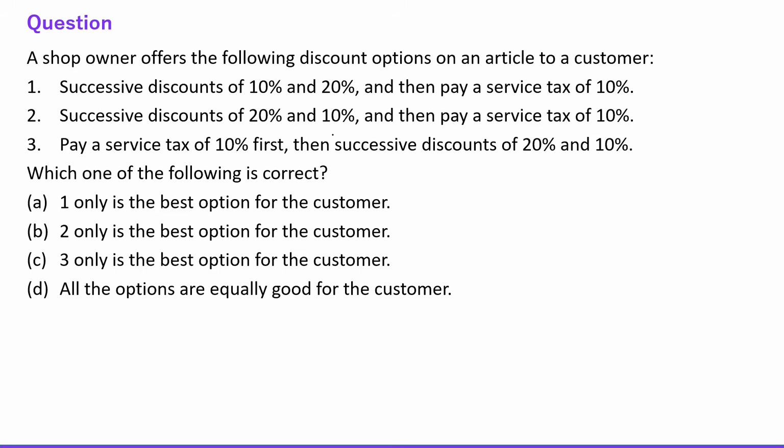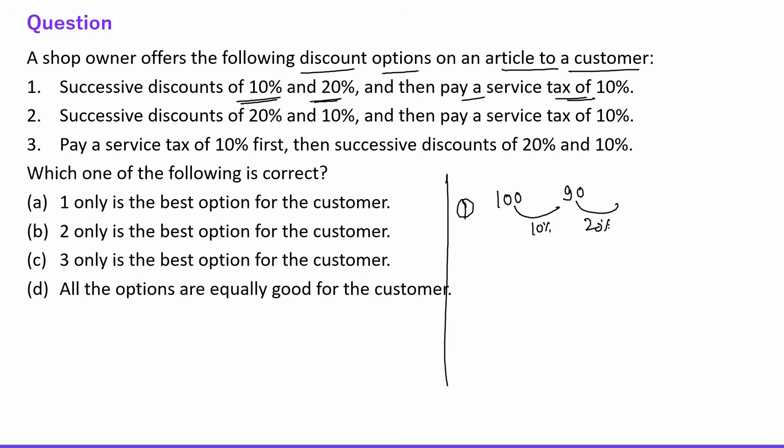Next question is a shop owner offers the following discount option on the article to a customer. Successive discount of 10%, 20% and then pay a service tax of 10%. Okay, case 1, everyone, let's say the cost of the article is 100 rupees, so successive discount of 10%. So discount of 10% is 90 rupees. The price comes down to 90 rupees and then discount of 20%. Then the price comes down to 72 rupees. This is the discount and this is also the discount.